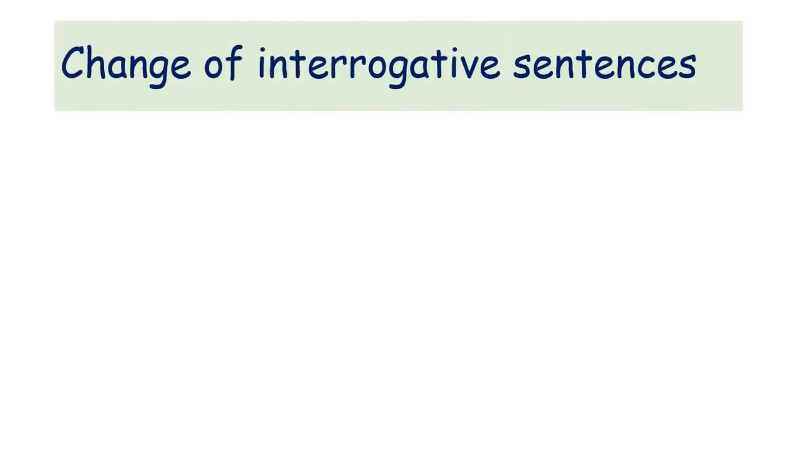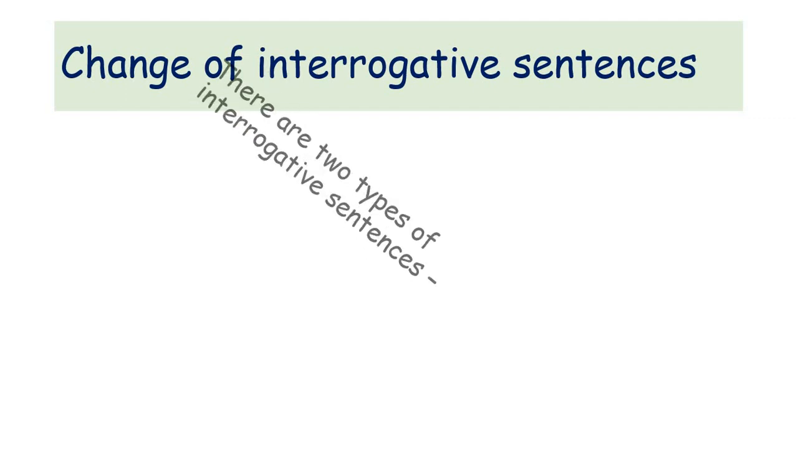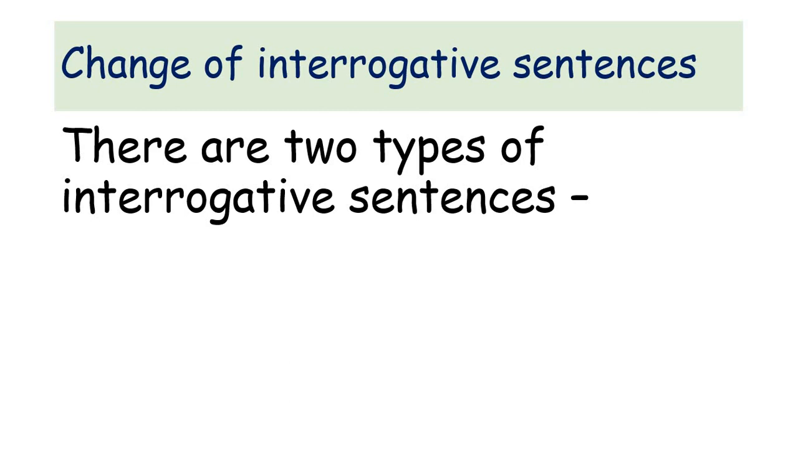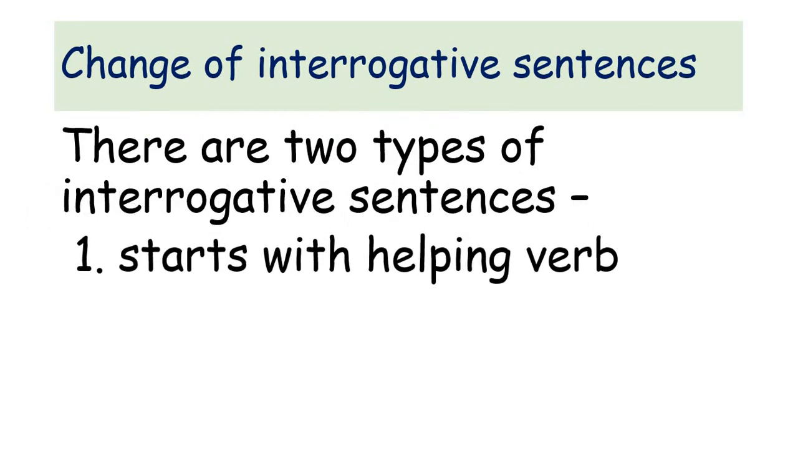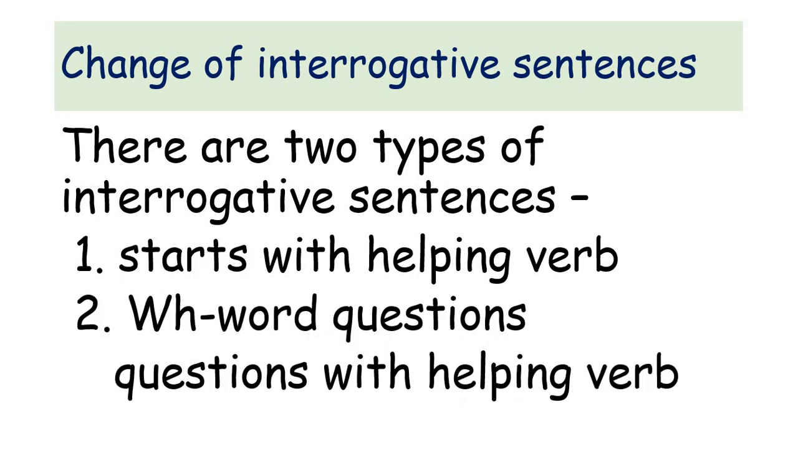Now, change of interrogative sentences. How do we convert interrogative sentences into indirect narration? This is discussed here in this segment. Now what are interrogative sentences? There are two types of interrogative sentences. The first one starts with the helping verb, and the second one starts with WH words. Then we have the helping verb after the WH word. In this manner, these are the interrogative sentences.